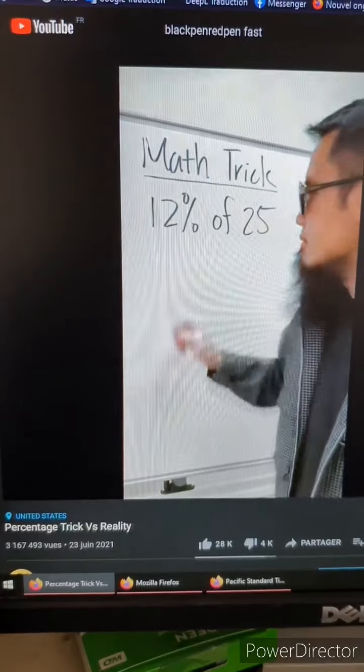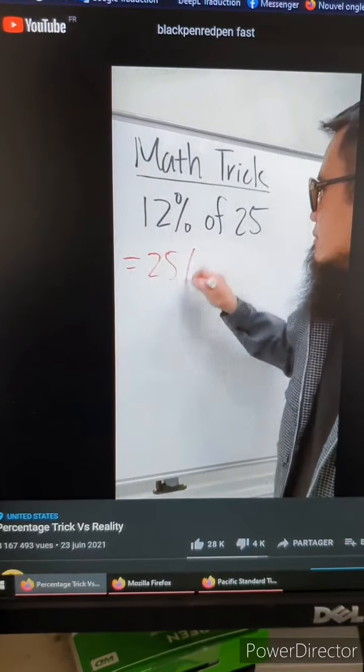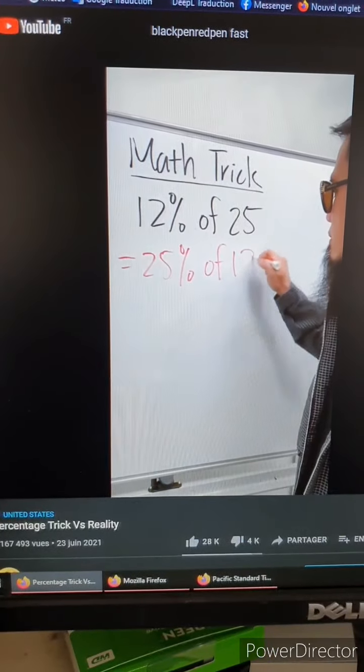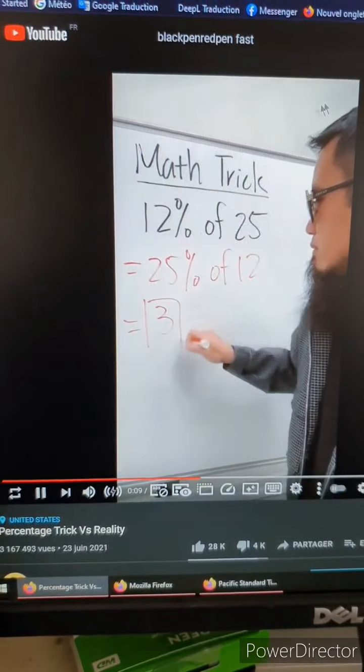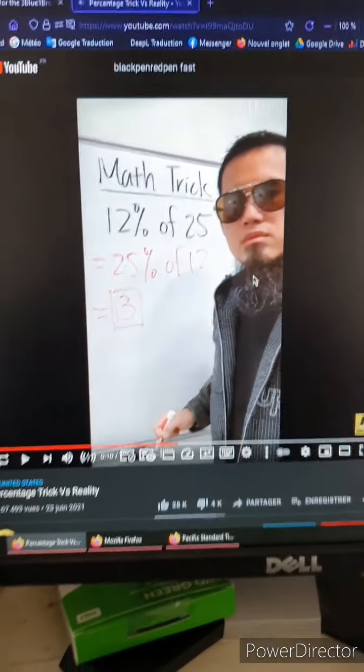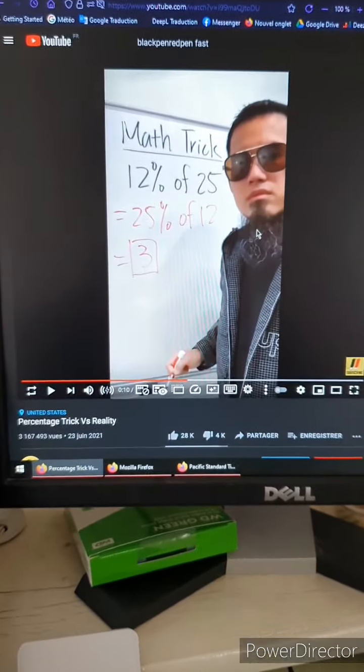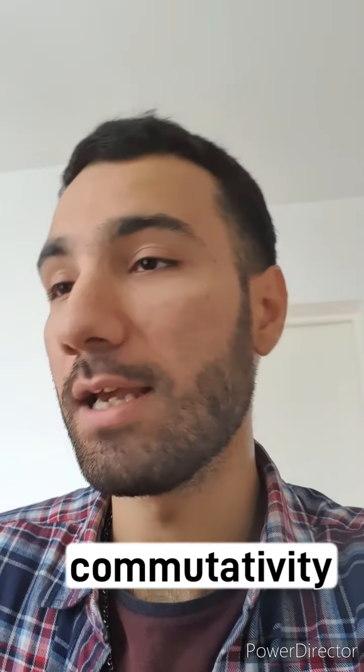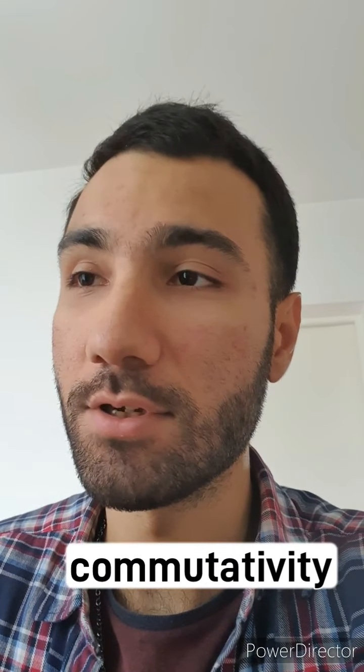Here he can swap the percentage to calculate this percentage easier, and that gives 3. I'll let you watch the end of the video after this one, but maybe you'll be able to guess the end, right? So it uses the same idea again for multiplication. It's called commutativity, and it's the fact that order does not matter.